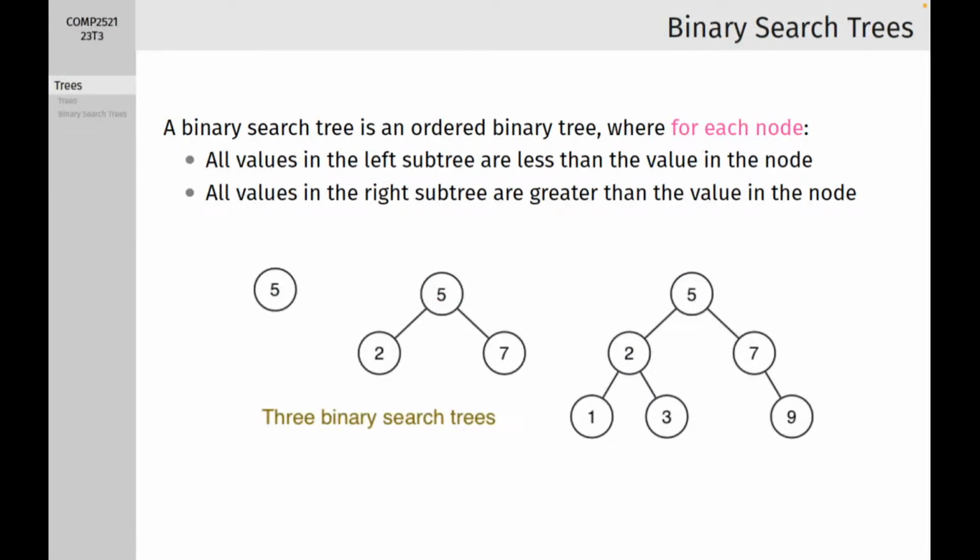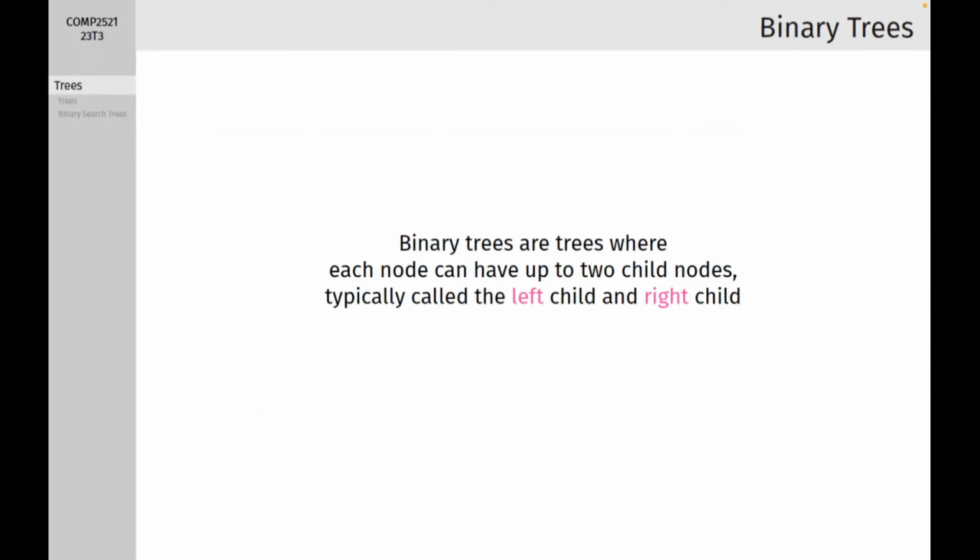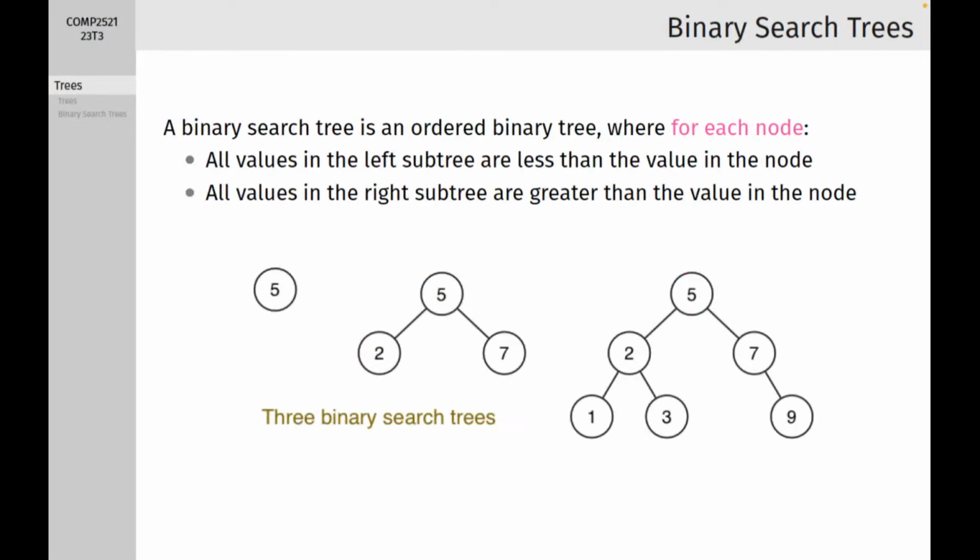Now, that's a binary tree. What is a binary search tree? A binary search tree is an ordered binary tree. What does that mean? It means that for each node, all the values in the left subtree are less than the value in the node, and all the values in the right subtree are greater than the value in the node.